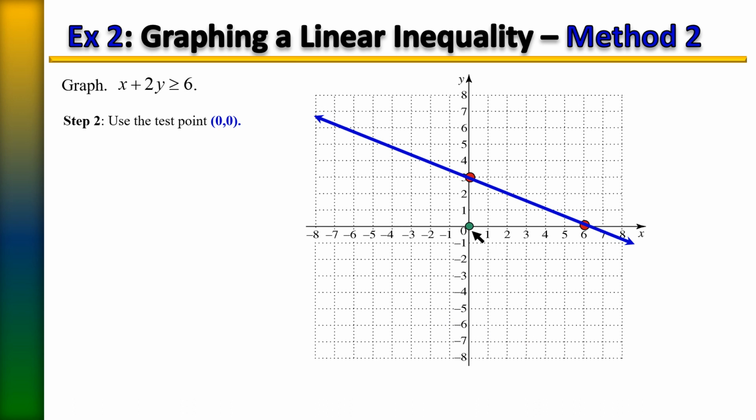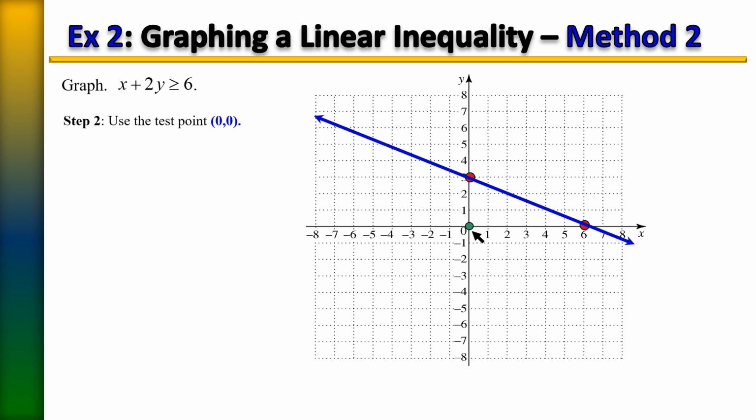However, if I plug the test point in and I get a false, then that means do not shade the side where the test point is. Then that means shade the opposite side. Okay, so if you get a true, you shade the same side that the test point is on. If you get a false, do not shade the side the test point is on.